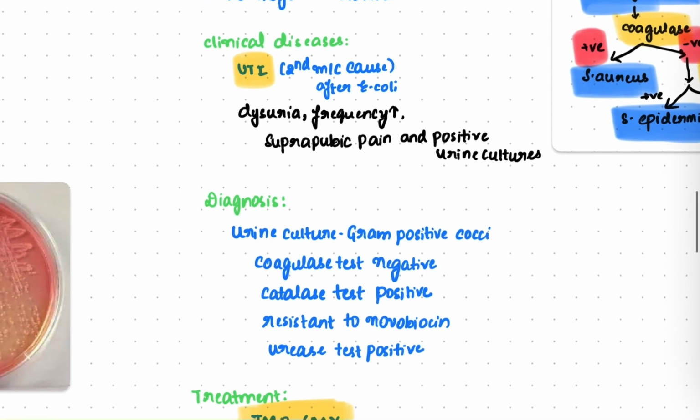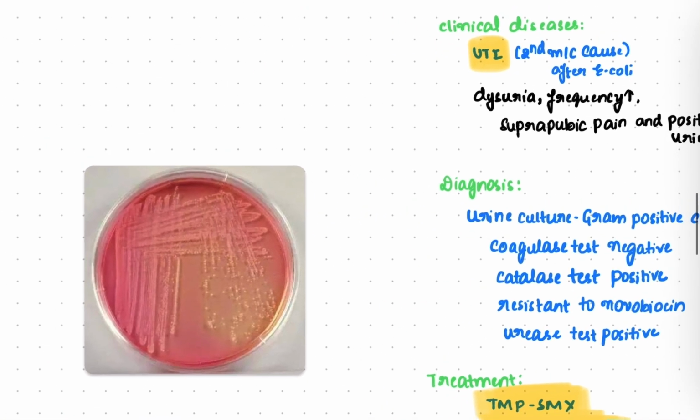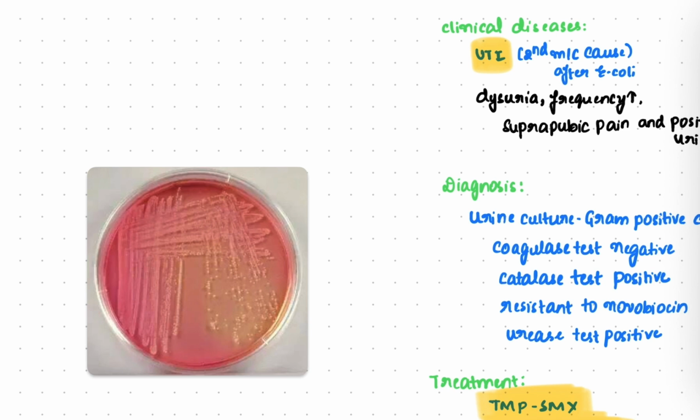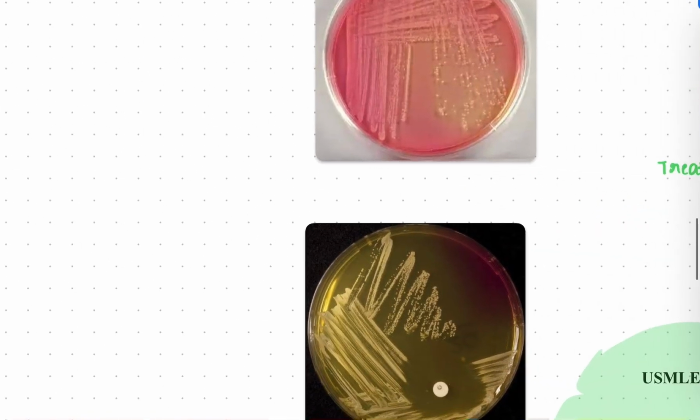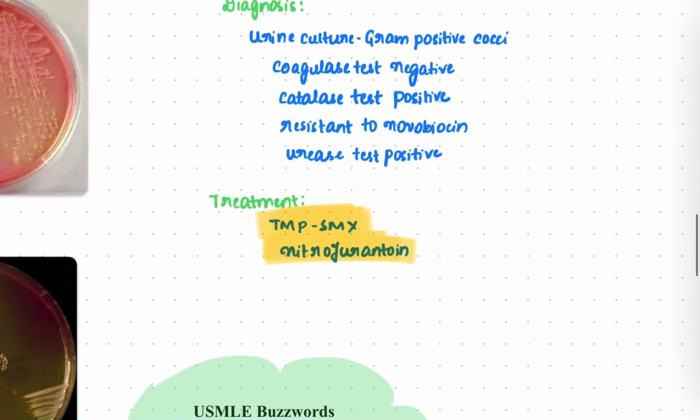The diagnosis can be made by staining. We can see gram-positive cocci arranged in clusters. On urine culture, we can see gram-positive cocci. It is a coagulase-negative and catalase-positive organism, resistant to Novobiocin, and the urease test is positive. On blood agar, there is no hemolysis; non-hemolytic colonies are seen. On mannitol salt agar, there is partial mannitol fermentation, unlike Staphylococcus aureus, which shows complete fermentation of the mannitol. The treatment of Staphylococcus saprophyticus is trimethoprim and sulfamethoxazole. Alternatively, nitrofurantoin can also be given.